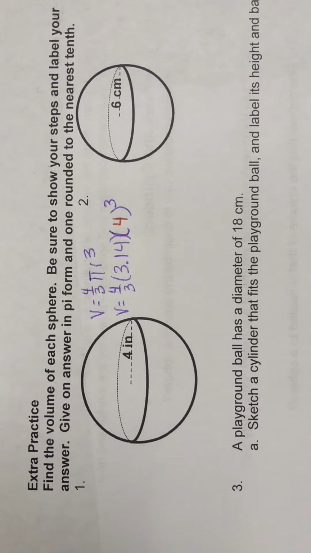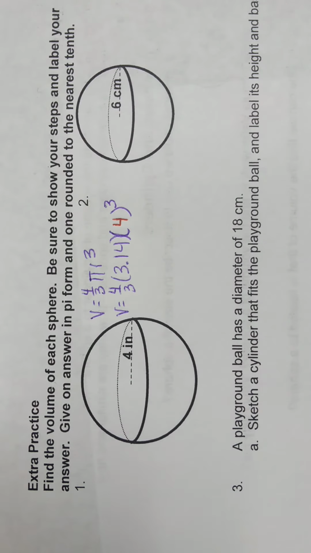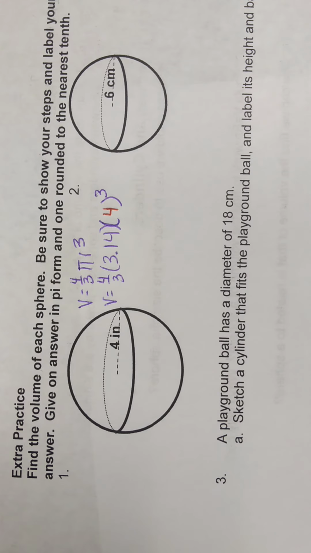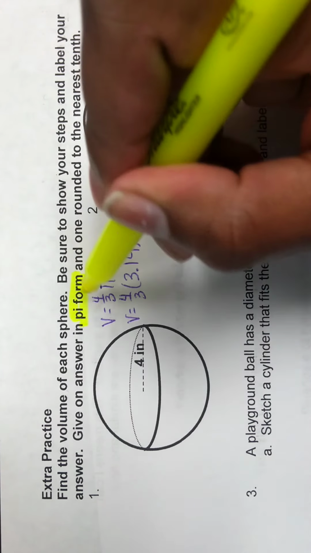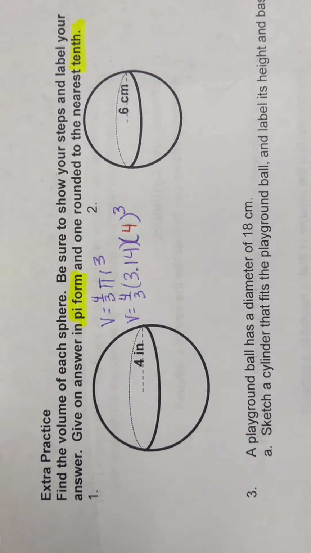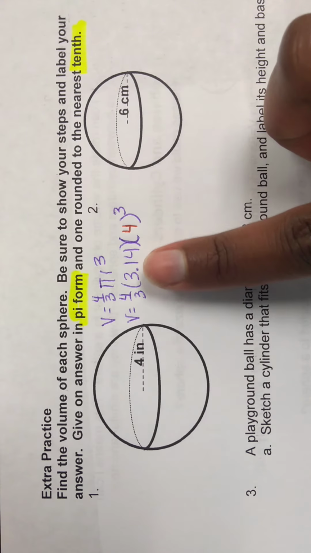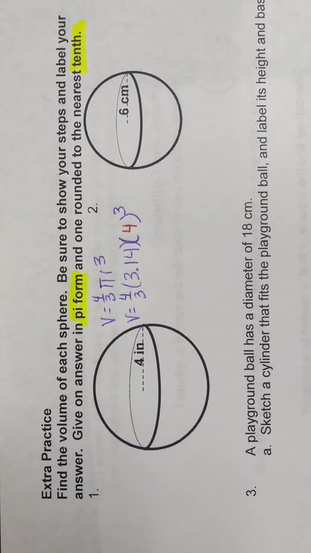Okay, then from there, I'm not going to start typing this into my calculator just yet, and here's the reason. In class, you highlighted 2 things. Pi form, which means in terms of pi, and then you highlighted nearest tenth. If we keep going on this next step, we're going to get straight to our pi form answer. So let's do this next step.